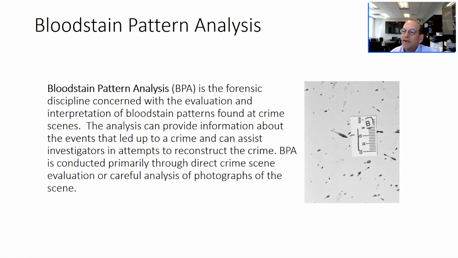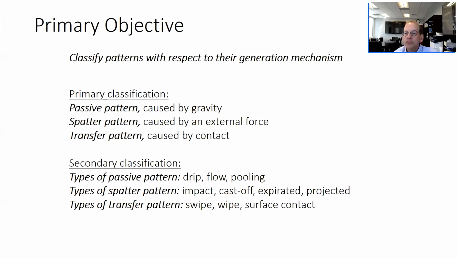So bloodstain pattern analysis, if you're here, you probably know something about it, but it takes as its starting point either a direct crime scene evaluation or a careful analysis of photographs from a crime scene that might look something like what you see at the right, and tries to infer from the stains that you can see and their directionality what might have happened at the crime scene. So often an investigative tool.